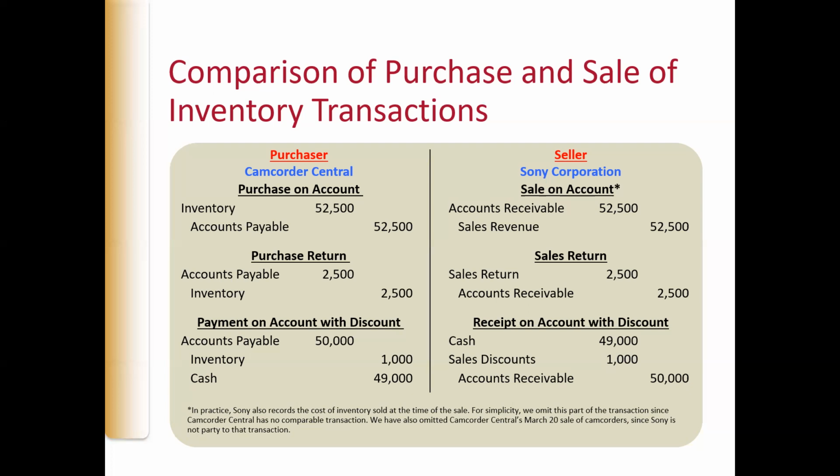When the purchaser finally pays, they're going to debit the payable. They're going to credit the inventory and credit the cash. They're crediting the inventory because the inventory isn't going to cost them as much because they're paying early, so the inventory has less cost. However, the seller wants to keep track of how many people utilize the sales discounts. So they will debit the cash, they will debit the sales discounts, and credit the entire accounts receivable.